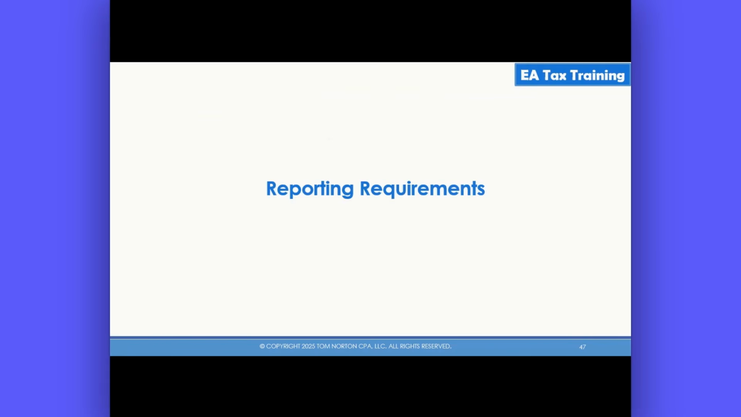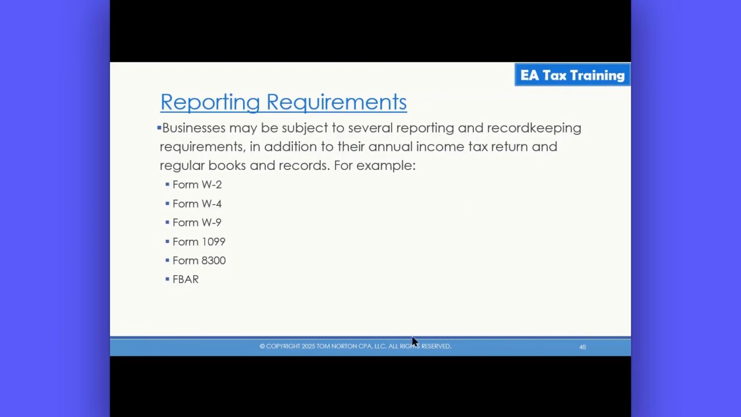Reporting requirements. So, of course, for your business, you're going to have an income tax return. We'll be talking about that throughout these videos, but there are also some other reporting requirements that you may have. So some of the things that you may have and that we're going to look at are these: W-2s, W-4s, W-9s, 1099s, a Form 8300, or an FBAR, and there are others, but we do want to make sure that you are aware of these, so we are going to talk about them.